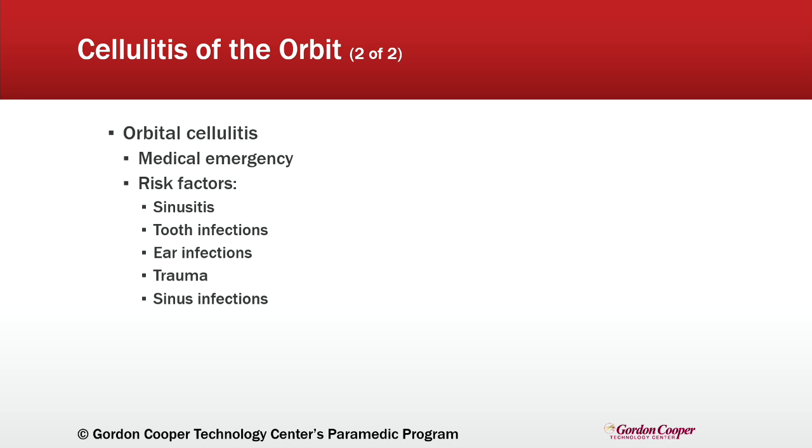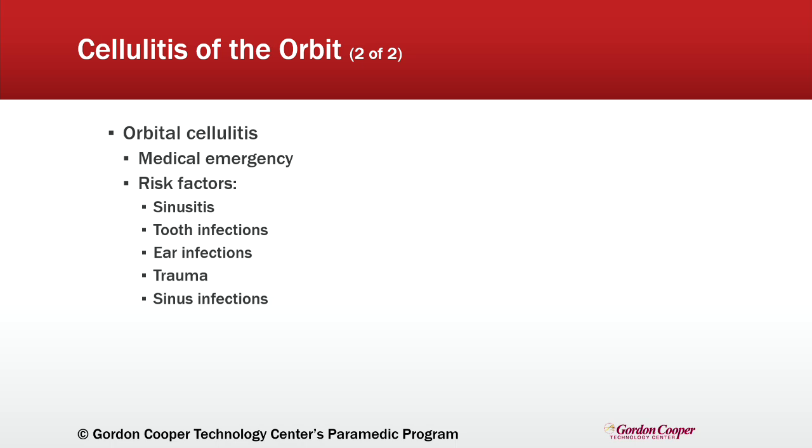Orbital cellulitis is an infection within the eye socket itself. It's considered a true medical emergency due to the risks and complications associated with it. The main goal of treatment is to prevent the formation of an abscess, which can cause pressure on the eyes. If the abscess develops, it can put a lot of pressure on the eyeball itself.